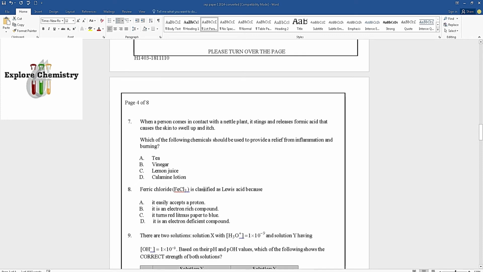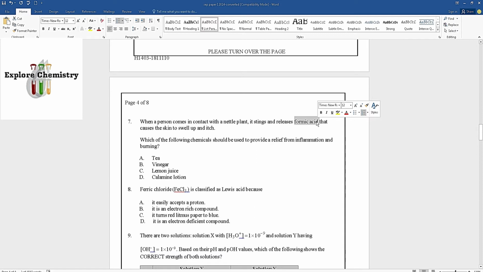Number 7, when a person comes in contact with the nettle plant, it stings and releases formic acid that causes the skin to swell up and itch. Which of the following chemicals should be used to provide relief from inflammation and burning? Relief from formic acid, you have to find.